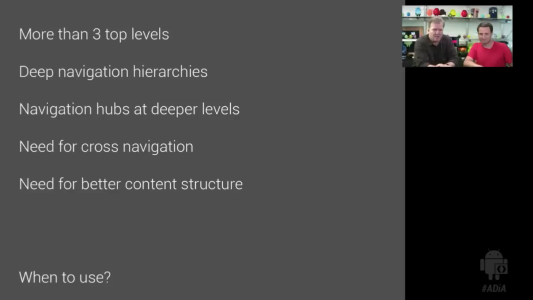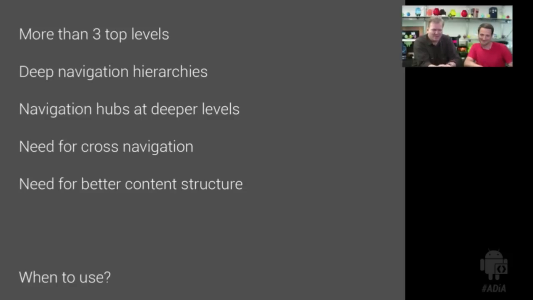Also, if your navigation hubs are at deeper levels, the navigation drawer is a good choice. So, for example, if one of your facets has navigation hubs at different levels, it makes sense to include them in the navigation drawer in order to jump quickly into those deeper levels. If you have a need for cross navigation, meaning that you want to quickly jump from one facet, maybe at a deeper level, to another facet that also has a deeper level, the navigation drawer allows you to do that by including those deeper navigation targets inside of the drawer.